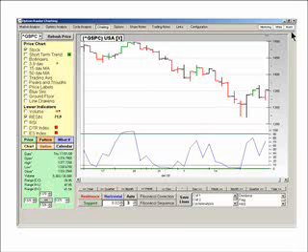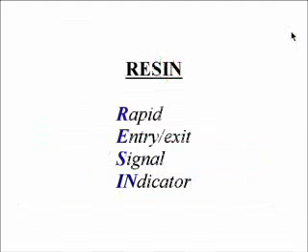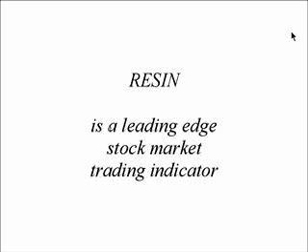I receive a large number of requests daily to explain the RESIN trading system, where it came from, how it works, and how to use it to consistently return profits. This introduction explains what the RESIN trading indicator is. RESIN stands for Rapid Entry Exit Signal Indicator. RESIN is a leading edge trading indicator. That means trading signals are triggered as they occur, not days after the event.